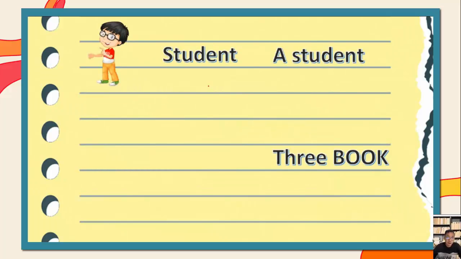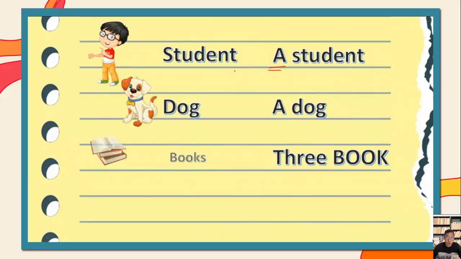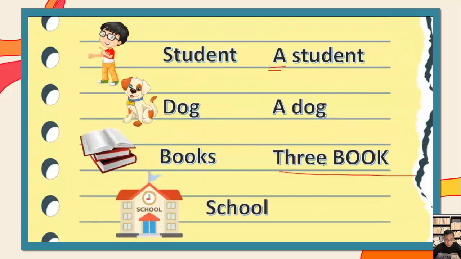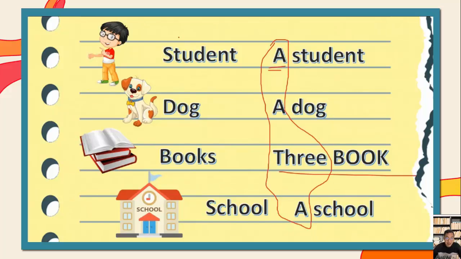So when we use a countable noun, we have to use a. For a singular noun: student, a student; dog, a dog; books, 3 books; school, a school. You have to have this kind of article, จะต้องมีเสมอ, okay? If you have student alone, it's not correct. You have to put a or the before a noun.